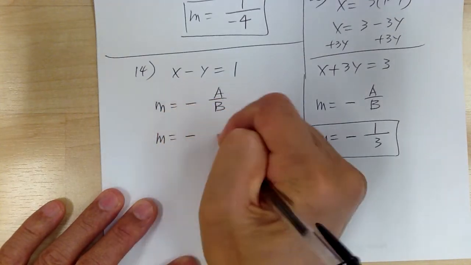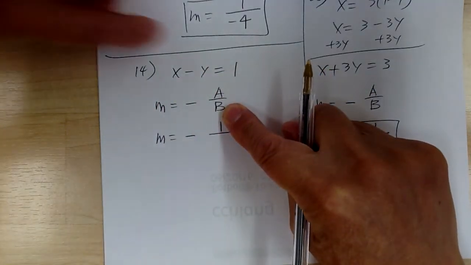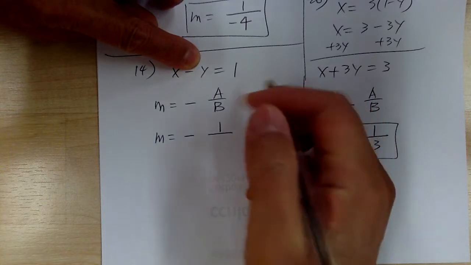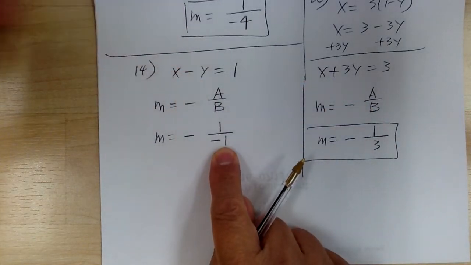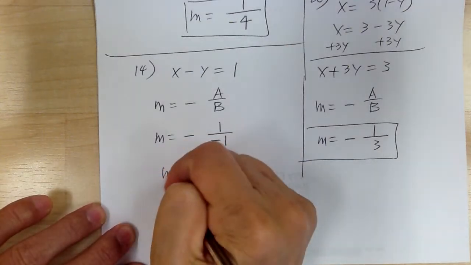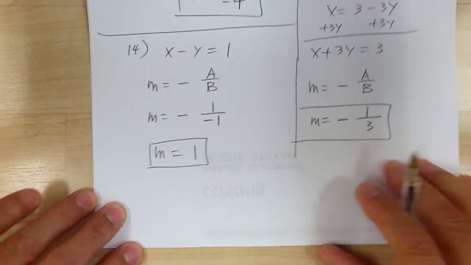So m equal to negative, so a is 1. Now be careful, now b is this over here. So b in this case is -1. Right? That's a subtraction, so it's -1. So your answer would be equal to +1. That would be your slope.